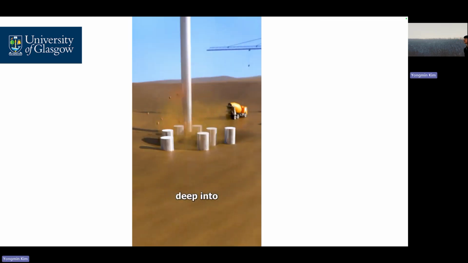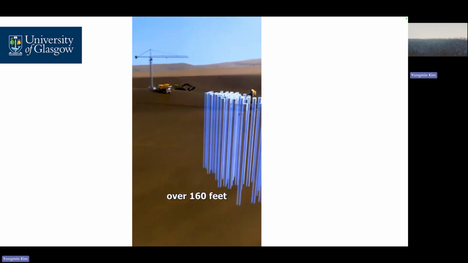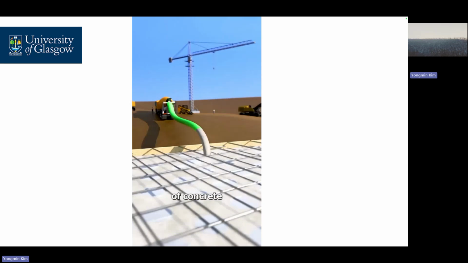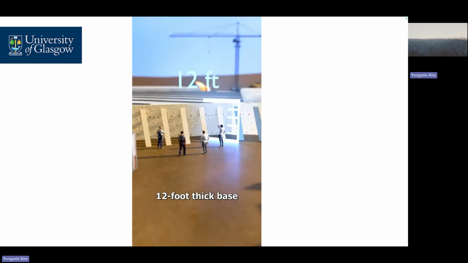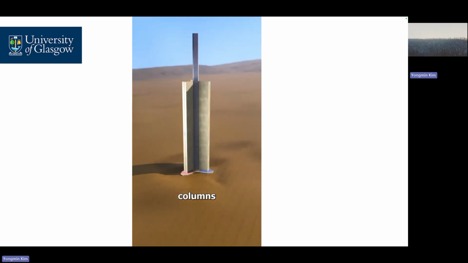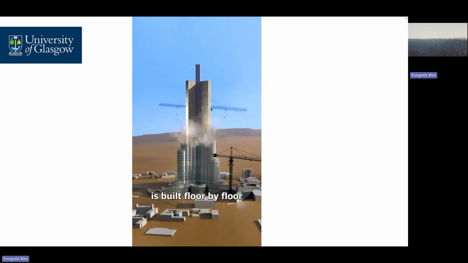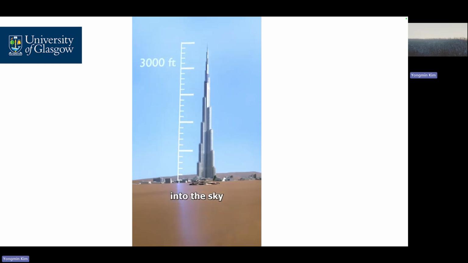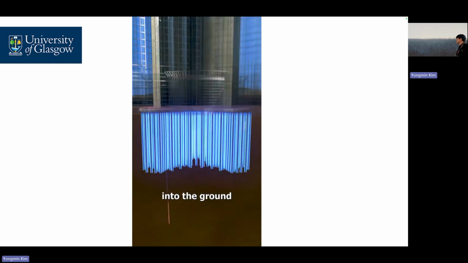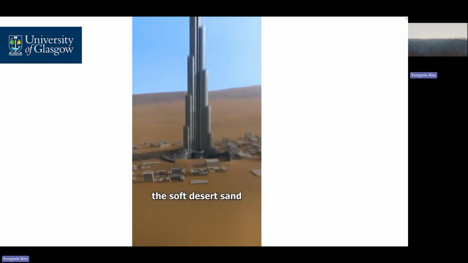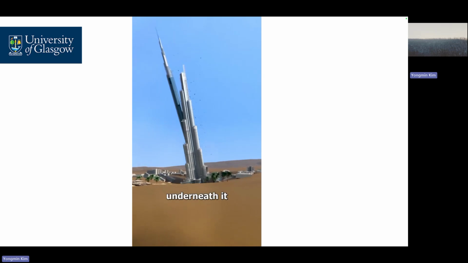Stay grounded, folks. The steel piles were driven deep into the ground, each reaching over 160 feet. On top of them, 12 million gallons of concrete was poured, creating a 12-foot thick base. This connects the tower's main support columns. From there, the Burj Khalifa is built floor by floor, stretching nearly 3,000 feet into the sky. The steel piles keep it locked into the ground, while the concrete base spreads the building's weight. This keeps the soft desert sand from collapsing underneath it.